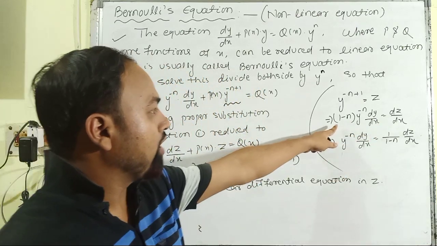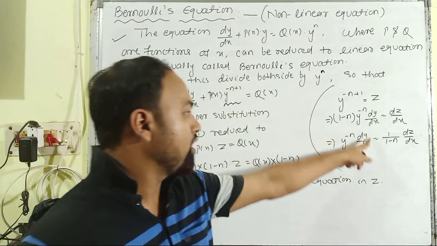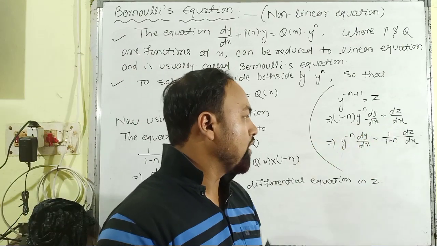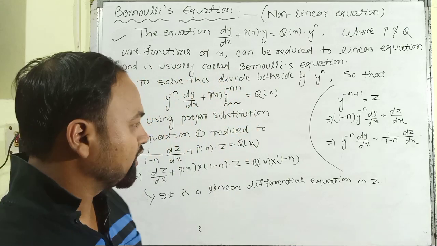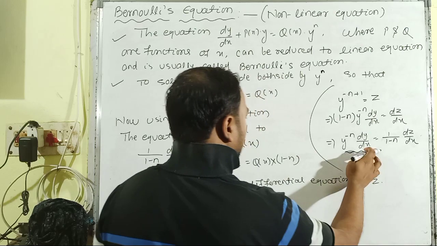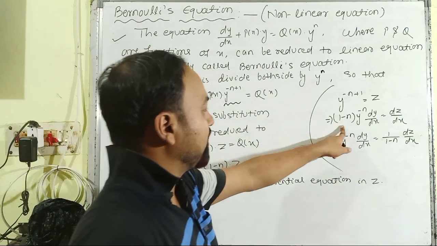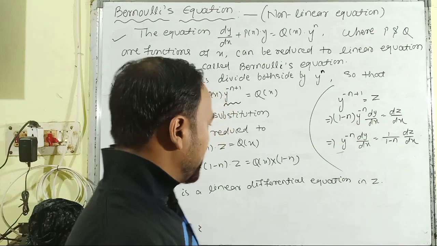Then carrying this 1 minus n to the right hand side, we have y to the power minus n dy/dx is equal to 1 upon 1 minus n dz/dx, because we need the value of y to the power minus n multiplied with dy/dx, so we have carried this 1 minus n towards the right hand side.